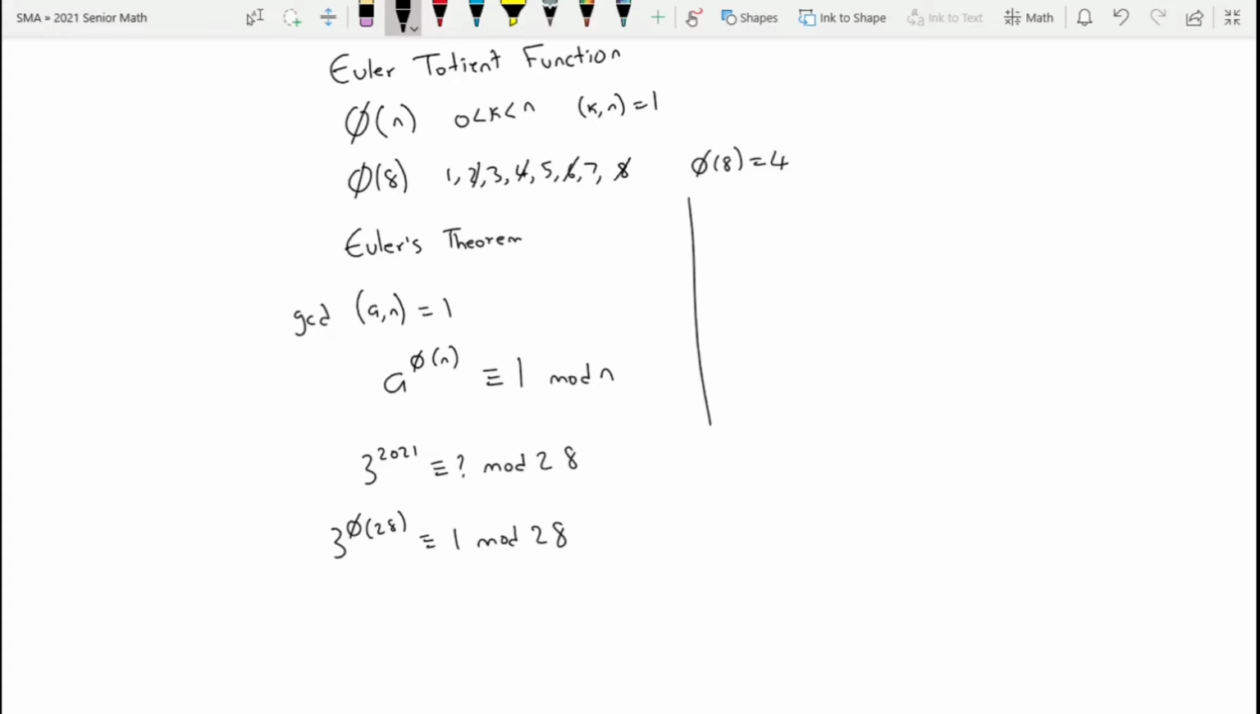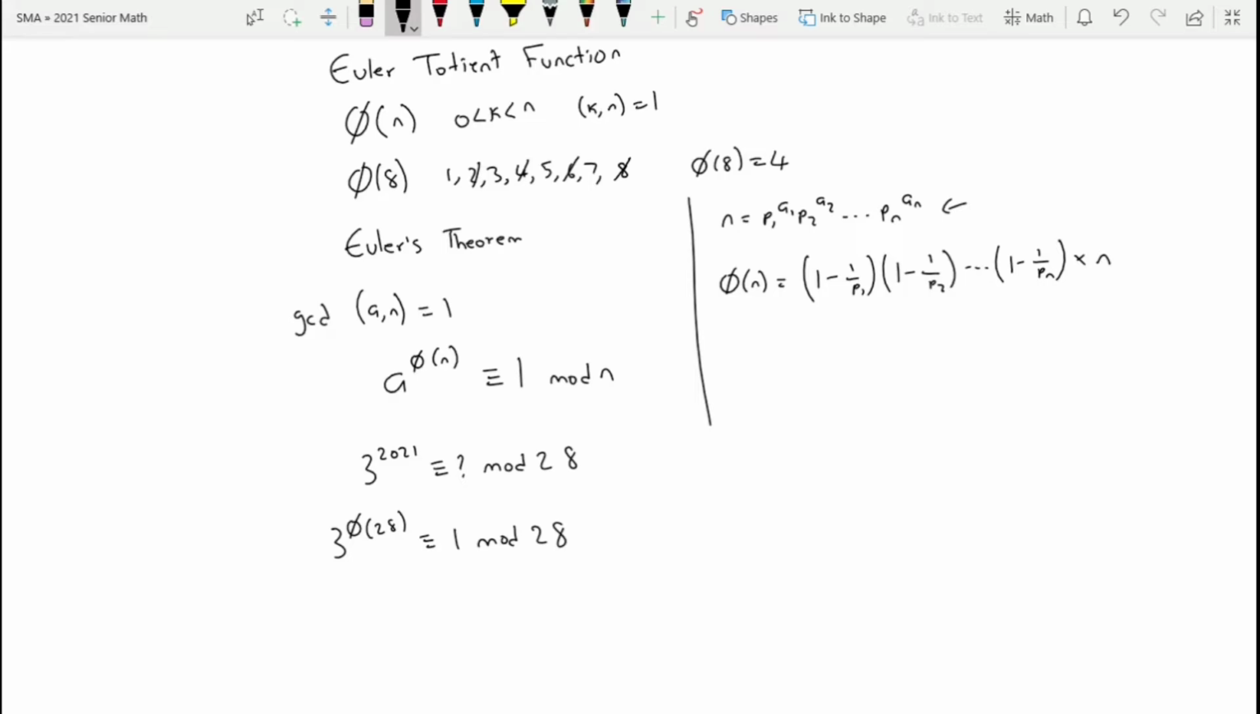So let's say we have a number n equal to p1 raised to the power a1, p2 raised to the power a2, up to pn raised to the power an. Basically, this is just the prime factorization of n, where p1, p2 up to pn are all distinct. φ(n) is going to be (1 minus 1 over p1) times (1 minus 1 over p2) times up to (1 minus 1 over pn) times n.